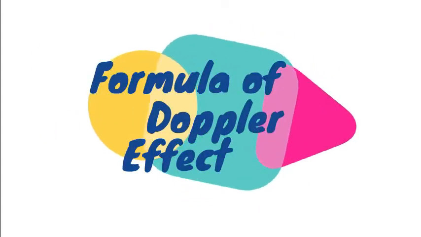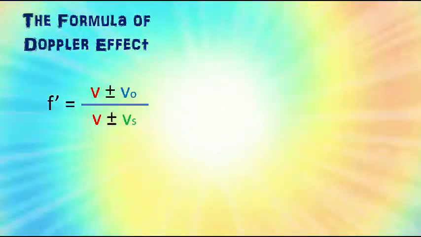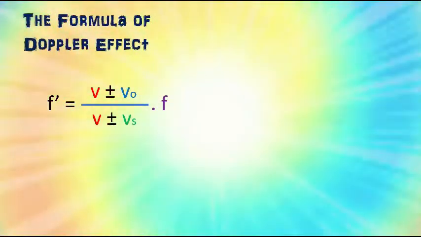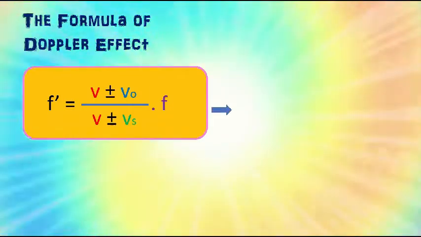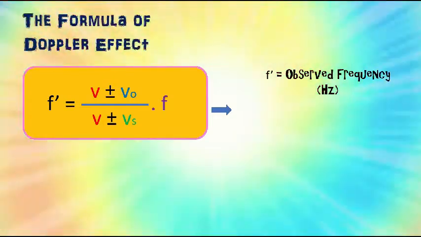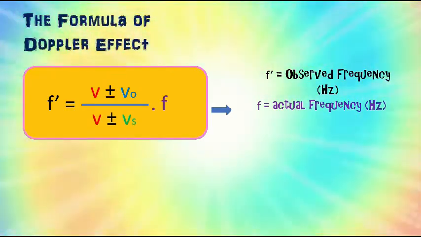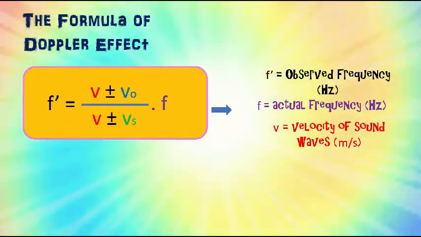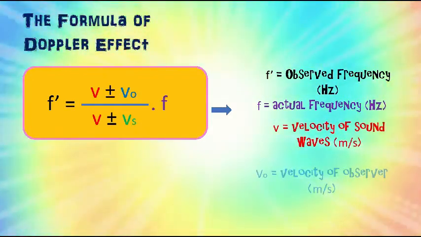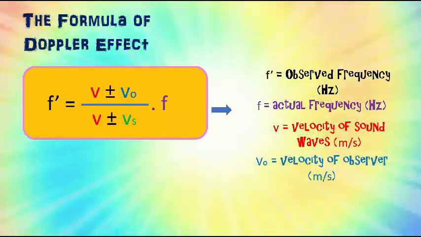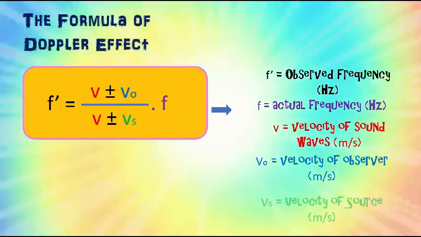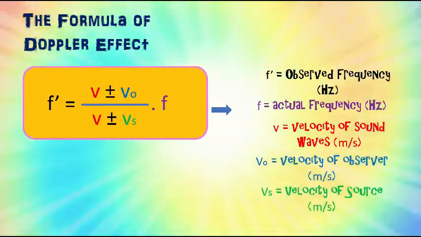The formula of the Doppler effect is f' equals (v plus or minus vo) over (v plus or minus vs) times f, where f' is the observed frequency, the unit is Hertz; f is the actual frequency, the unit is Hertz; v is the velocity of sound waves, the unit is meters per second; vo is the velocity of the observer, the unit is meters per second; and vs is the velocity of the source, the unit is meters per second.